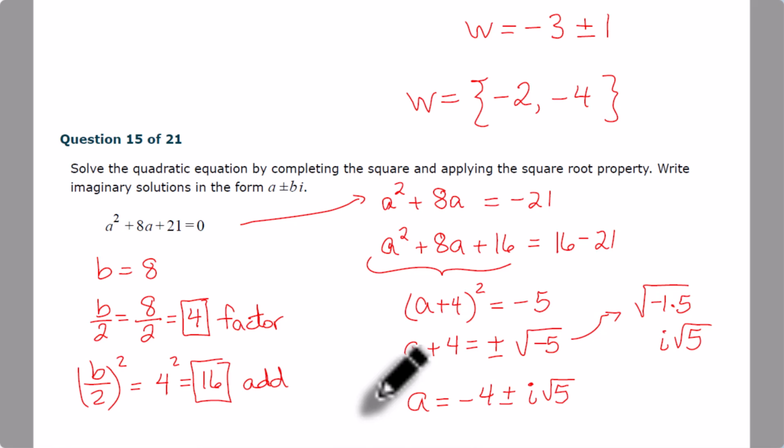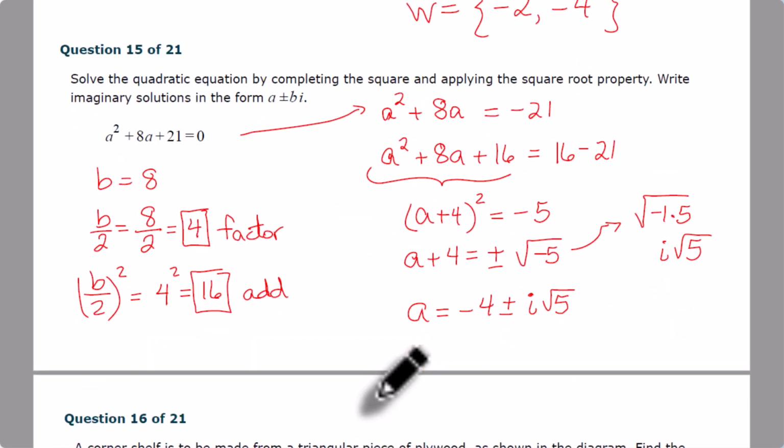All right, what about question 15 here? Let's see. All right, so lead coefficient is a 1. There's a 1 right there. That's good. Check. I move the number out of the way. Got it. I'm looking for B. B is a plus 8. 8 divided by 2 is 4. That's my factoring number. Square it and I get 16.